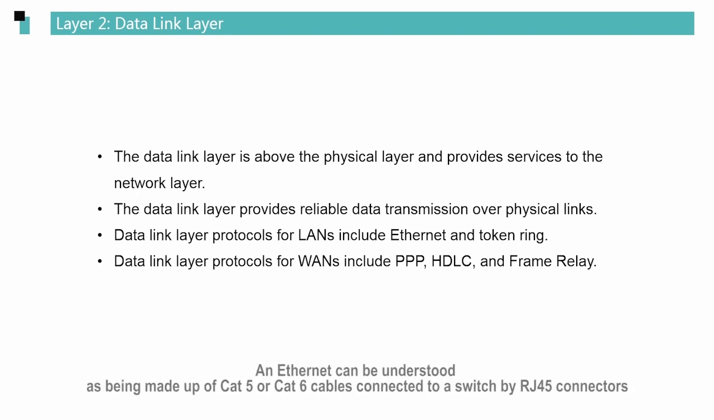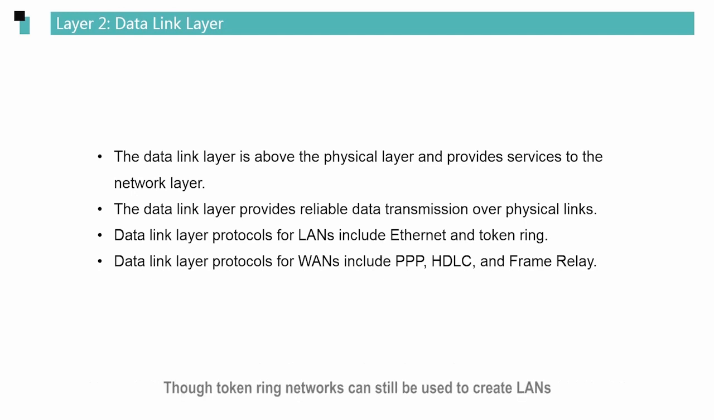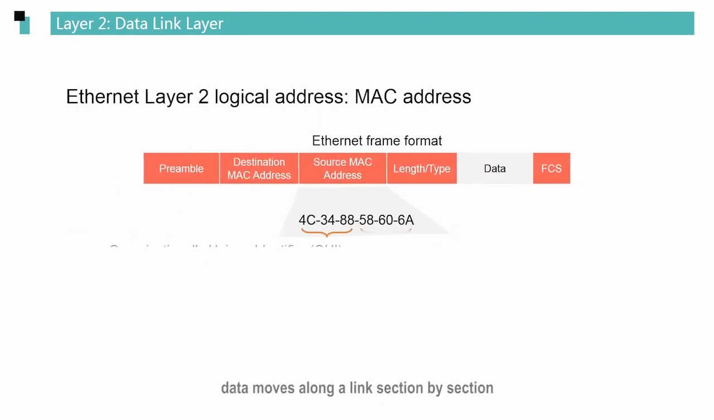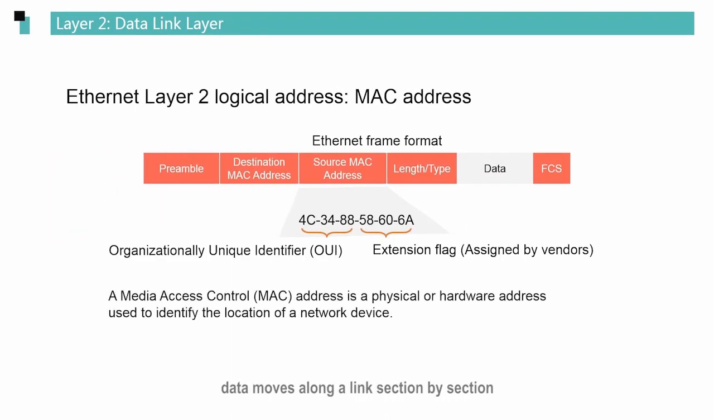An Ethernet can be understood as being made of Cat5 or Cat6 cables connected to a switch by RJ45 connectors. Though token ring networks can still be used to create LANs, they have largely been phased out in favor of Ethernet. Data link layer protocols for WANs include PPP, HDLC, and frame relay. At the data link layer, data moves along a link section by section.